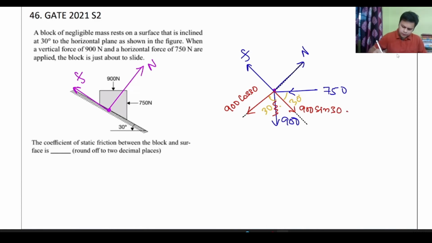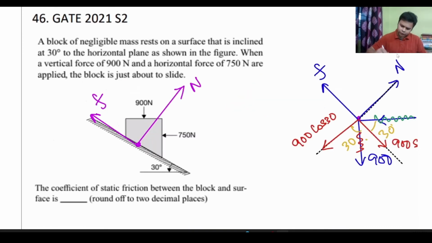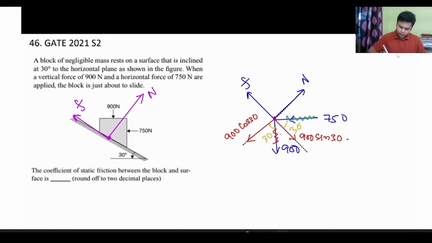Similarly, I can resolve the 750 force also. If I resolve the 750 force, so this will become 750 sin of 30.